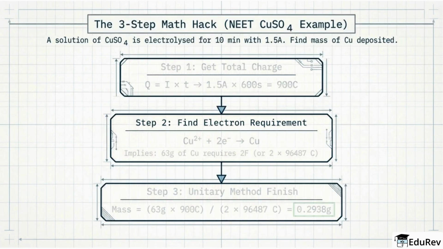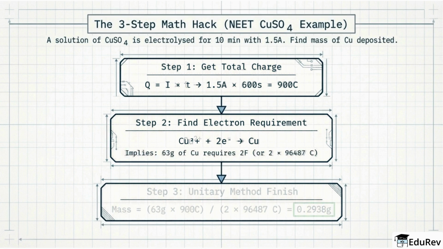For the copper sulfate example, the current is 1.5 amps and the time is 10 minutes, which gives a total charge of 1.5 times 600 equals 900 coulombs. Since copper deposition follows Cu2+ plus 2e- yields Cu, 63 grams of copper requires 2 Faradays of charge. Using the unitary method, the deposited mass comes out to 0.2938 grams. The real habit to build is this. First calculate charge, then relate charge to electrons, then convert that into mass.